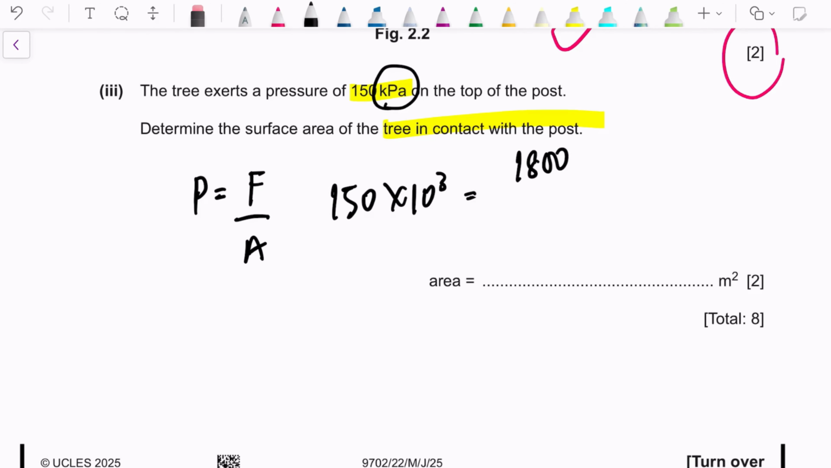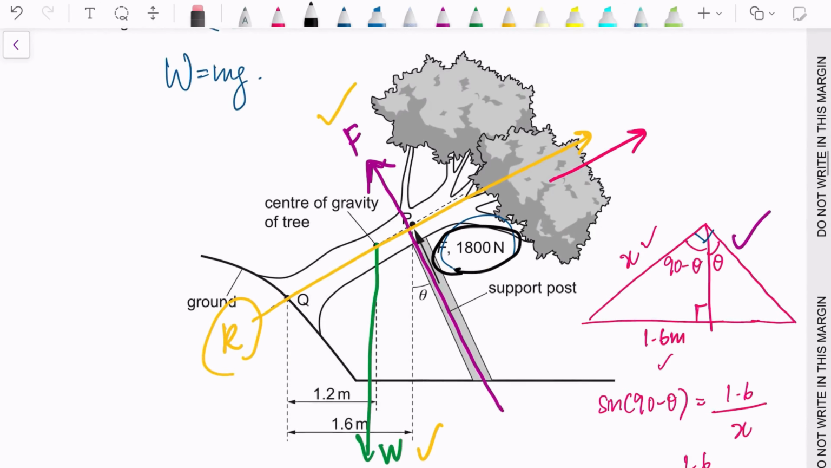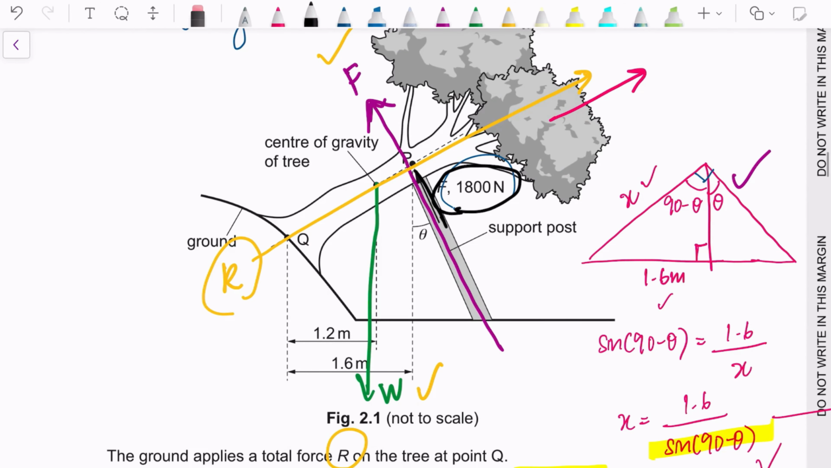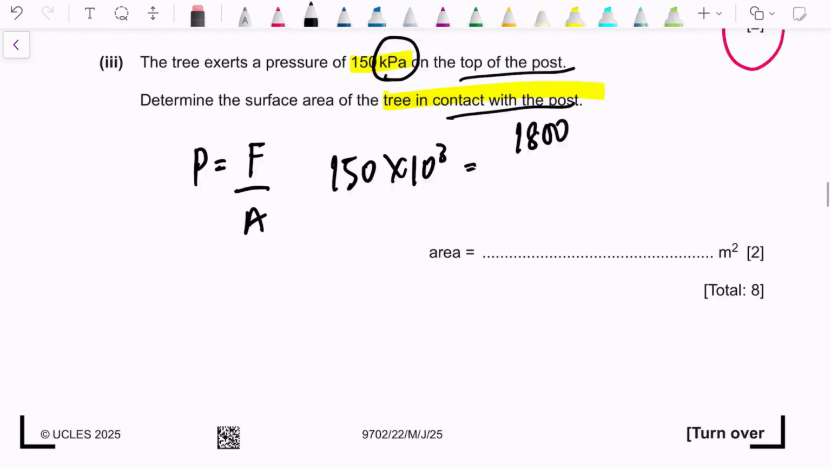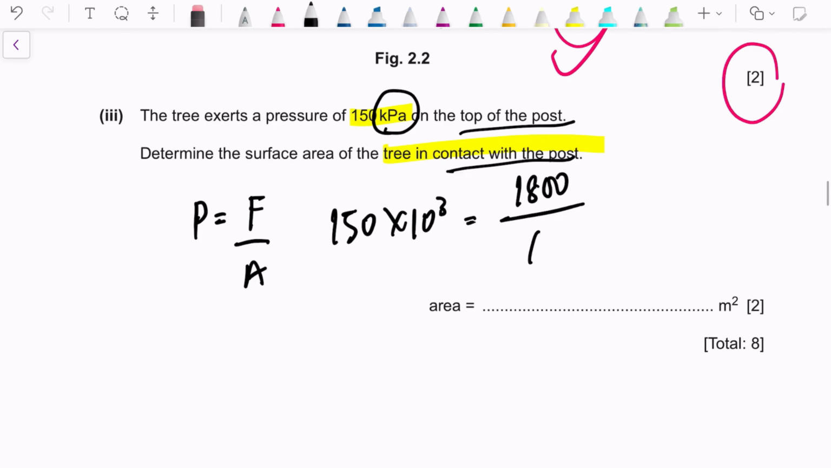The tree exerts a pressure of 150 kilopascal on the top of the post. Determine the surface area of the tree in contact with the post. So they are telling us that the tree exerts a pressure, so that means the tree is also exerting a force. If there is a force acting on the tree of 1800 Newton, there will be a reaction force equal and opposite, 1800 Newton as well. So that's why it's 1800 Newton divided by your area.